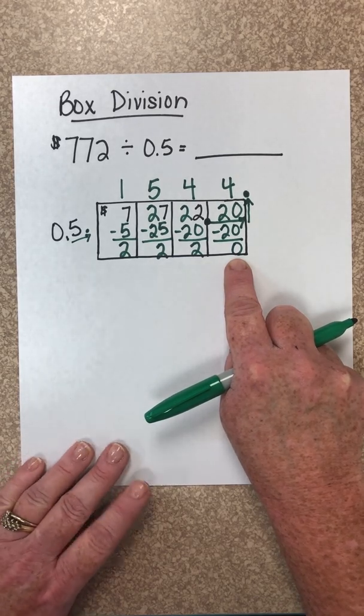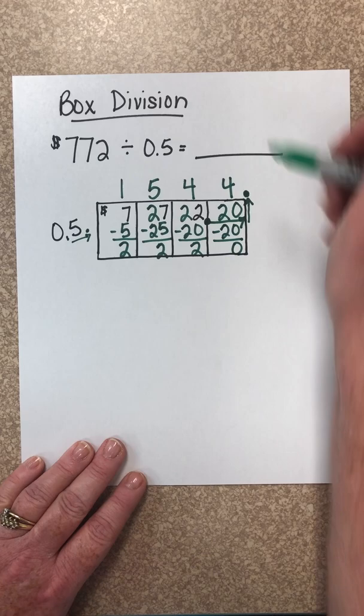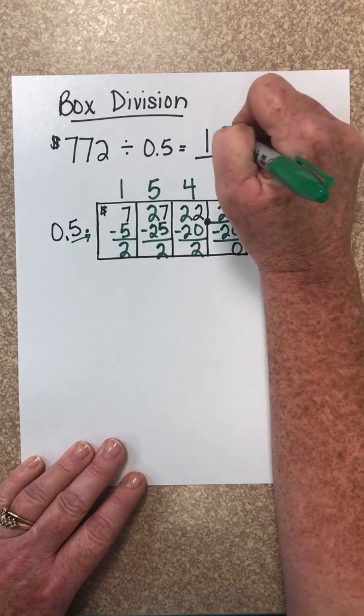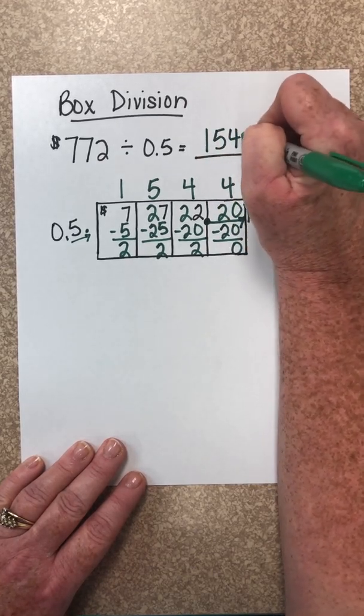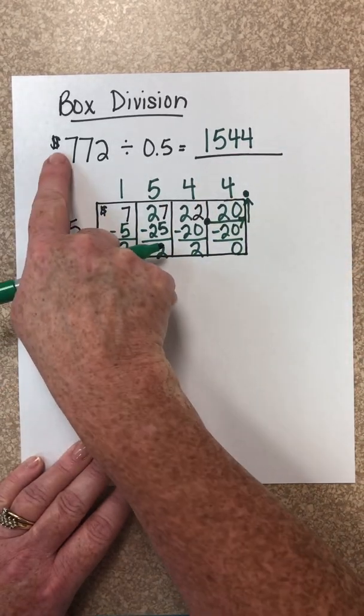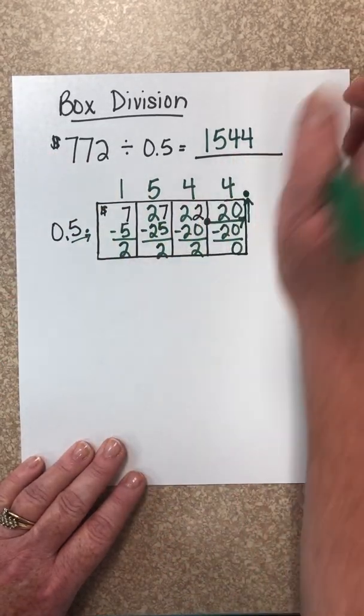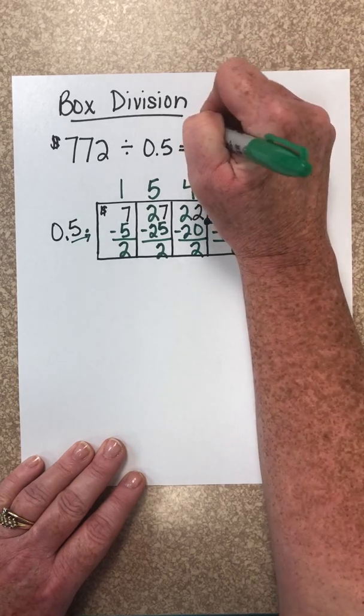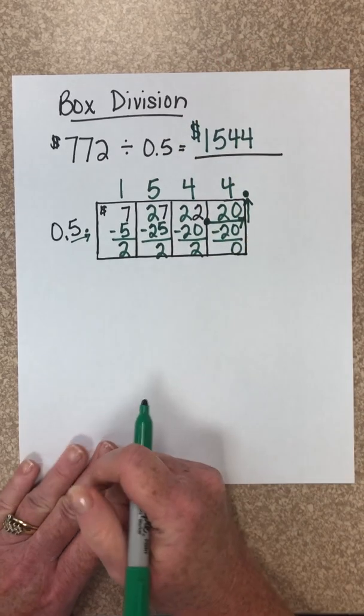So now let's talk about how we write this answer. We have 1,544. And it's money, right? We're talking about money. So we need to label it with a $ sign out front.